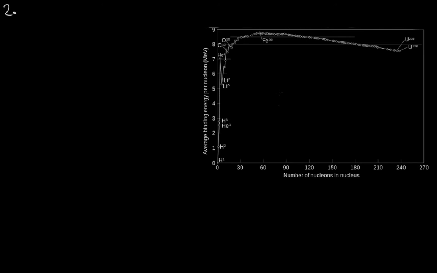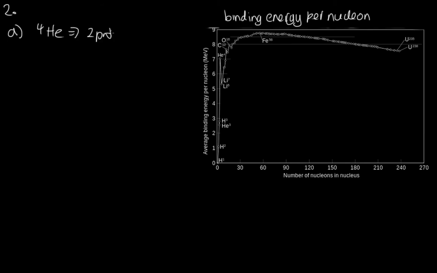Problem 2. In this problem we have a graph showing the binding energy per nucleon. So this is the amount of energy which is released when these nucleons are put together. So in part A, we're asked how much energy is released when we form a helium-4 nucleus. And this comes from 2 protons plus 2 neutrons.